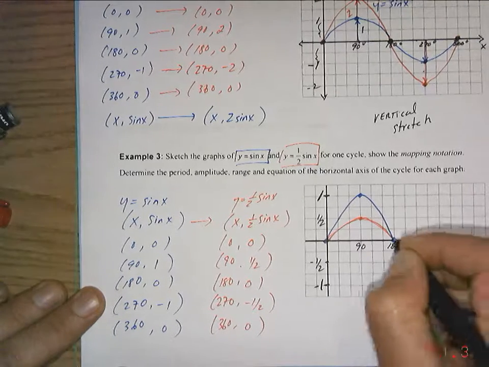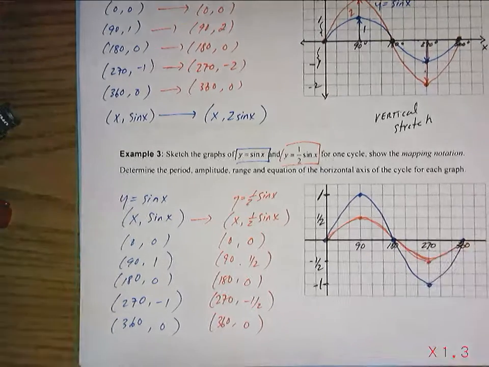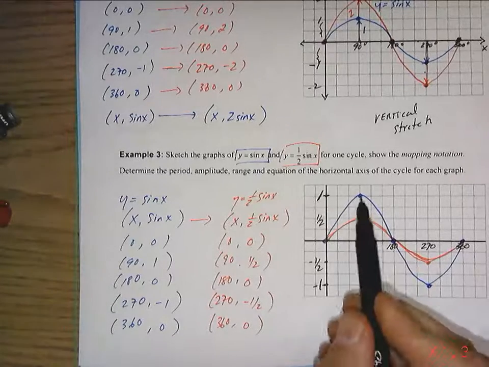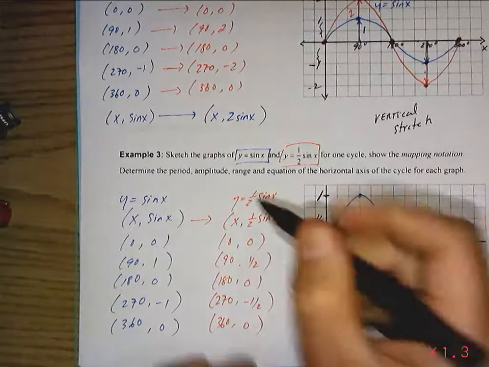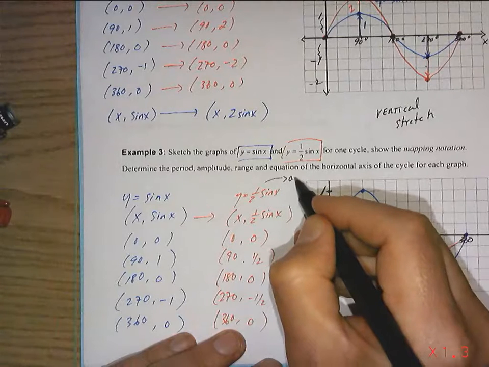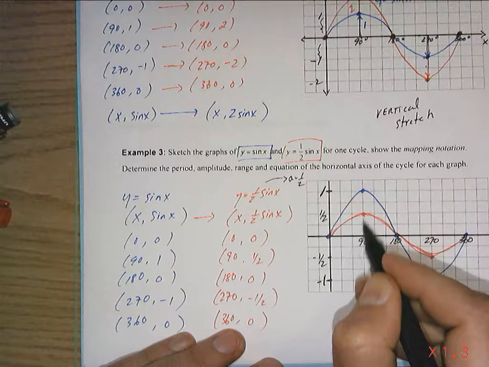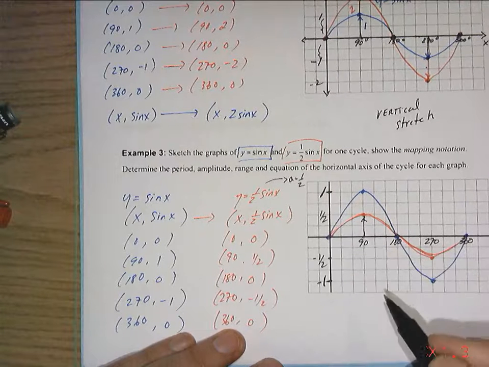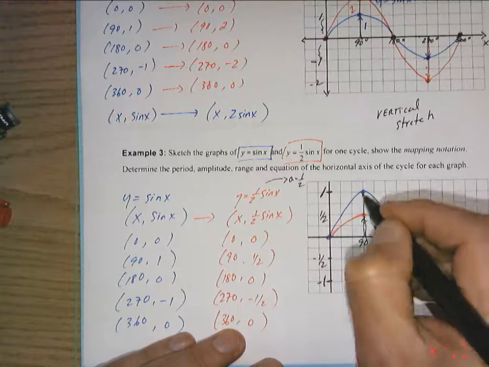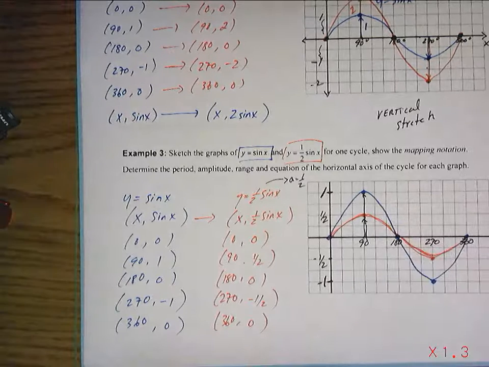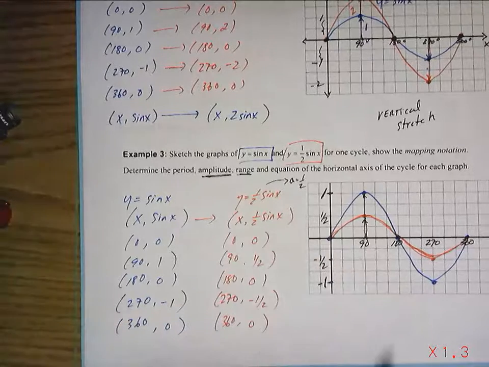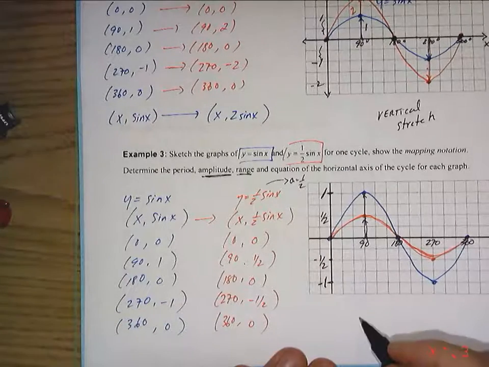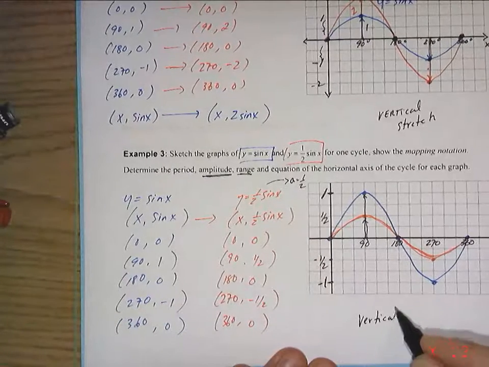The amplitude is not as great as here. This amplitude is 1. This amplitude is going to be 1/2. So the distance between here and here is only half a unit compared to the distance between here and here, which is 1 full unit. Notice, other than the range and the amplitude, nothing else changes on this curve. And this is called a vertical compression.